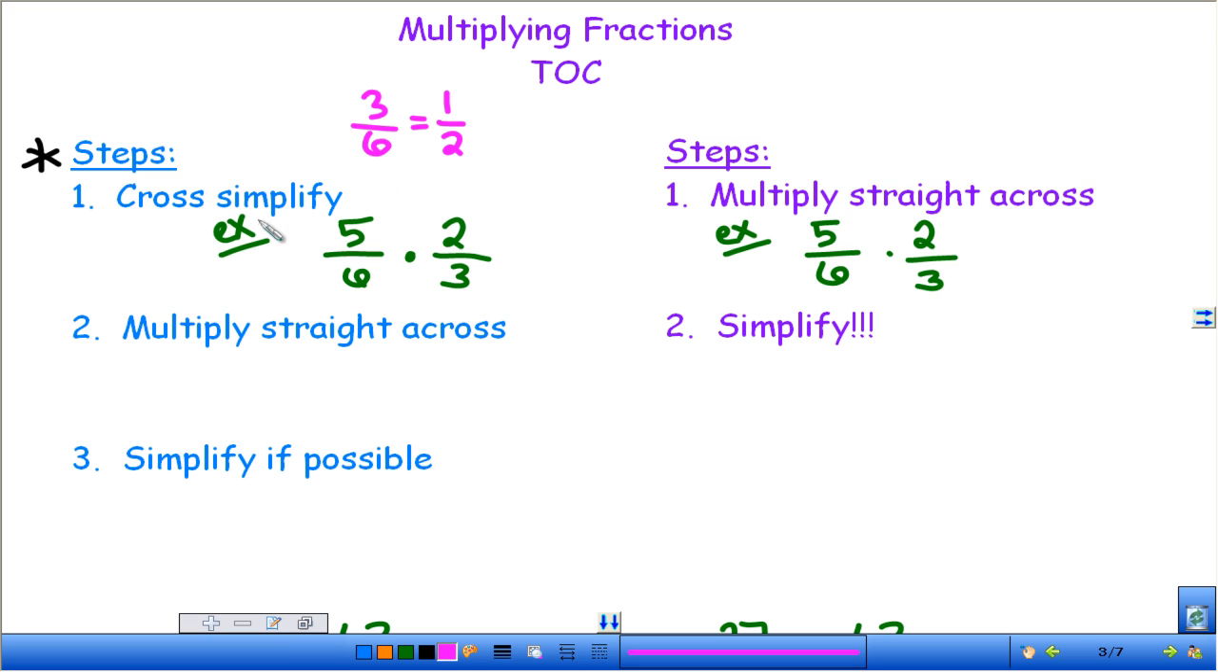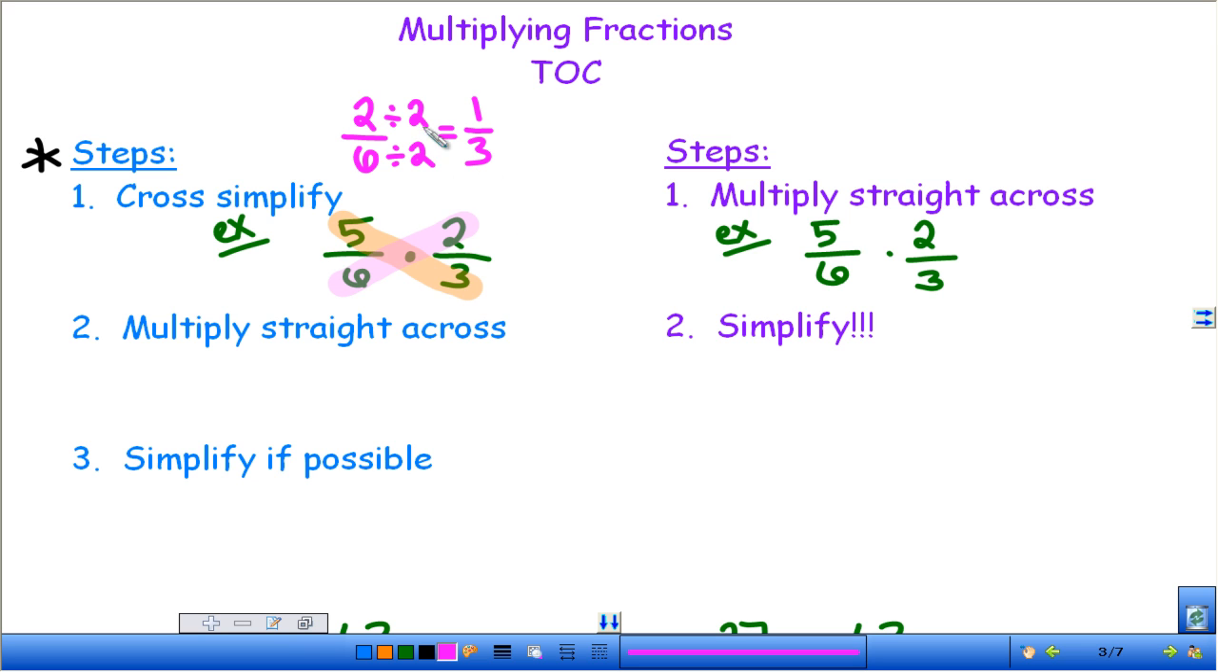What it means to cross simplify is you're going to look at your diagonals and see if you can simplify those as well. For example, if I look at 5/3, so pretend that's a fraction, could you simplify that? No, you couldn't. There's nothing you could divide 5 and 3 by. So let's look at the other way. If I look at 2/6, could you simplify that as a fraction? What could we divide 2 and 6 by? 2. So we're going to divide both of these by 2, and we get 1/3.